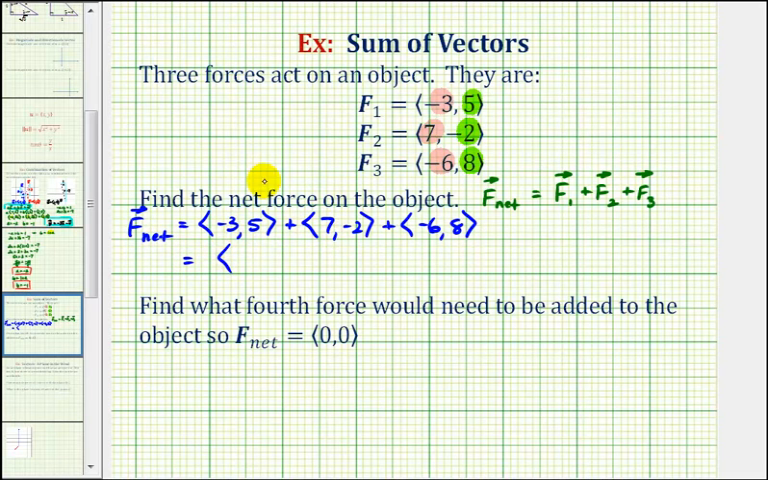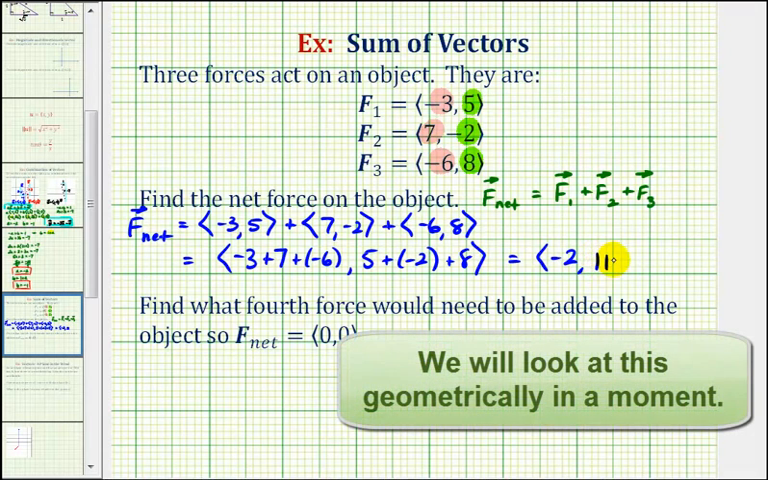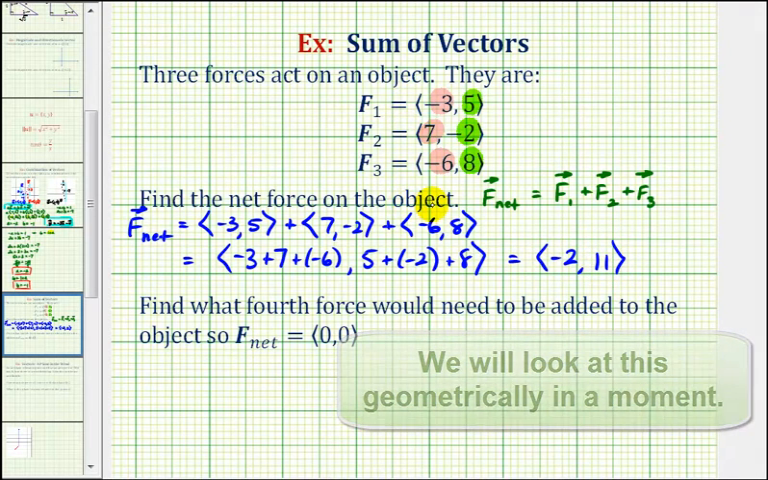So the horizontal component will be -3 + 7 + -6. And the vertical component will be -5 + -2 + 8. Well, -3 + 7 = 4, 4 + -6 = -2. And then for the vertical component, we have -5 + -2, that's -7, plus 8, which is 1. This would be the net force from these three forces.